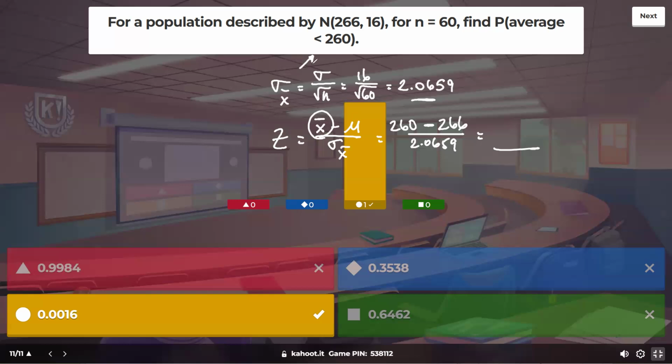Okay. It would be -6 divided by 2.06. Yeah. What did you get? I got -2.90. Is that what you got as well, Tarek? Okay. And then when you put that into your spreadsheet and find the area to the left. Okay, so both of you are getting that 0.0018. So I'm going to have to reevaluate that question there. All right, so you got the right answer there.